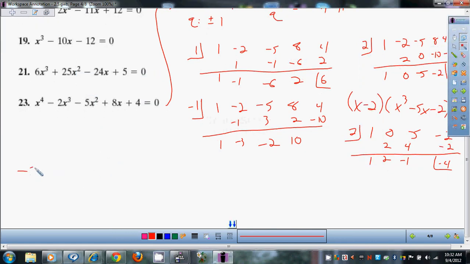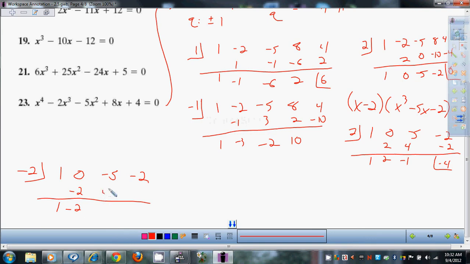So let's try negative 2 with 1, 0, negative 5, and negative 2. Drop the 1, multiply, add, hot diggity, we found it. Which means we have now factored this into x minus 2, x plus 2, x squared minus 2x minus 1. I'll give you a second to get caught up and to write all that.